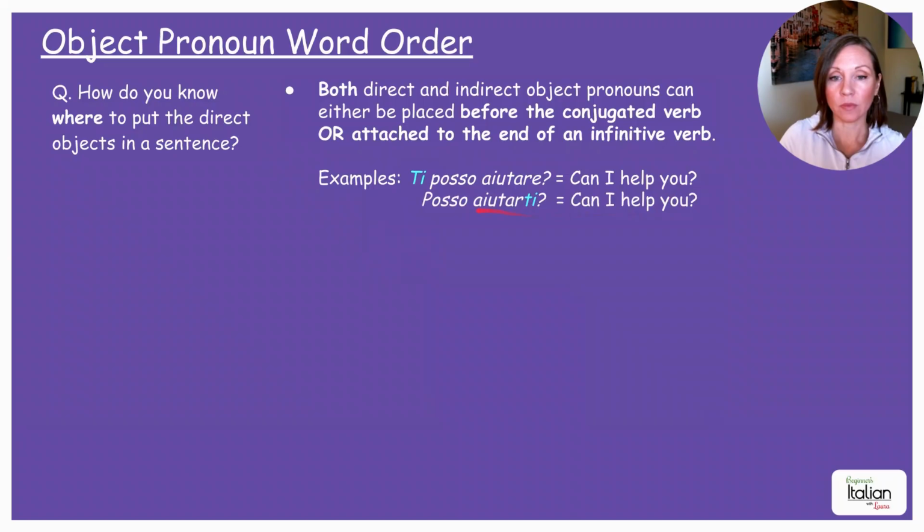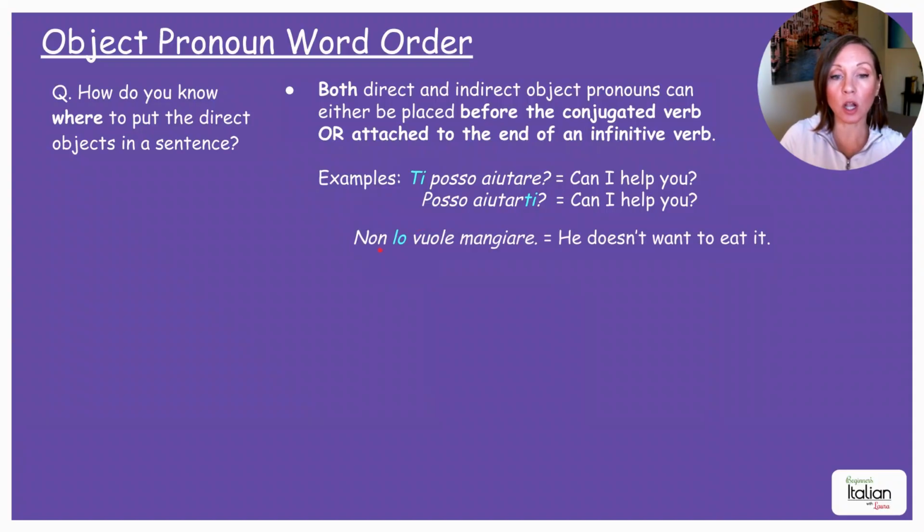Or you can say posso aiutarti? Can I help you? Okay, so here we're attaching it to the end of the infinitive verb. So you chop off the last E here and you attach the indirect object pronoun or the direct object pronoun, I guess, in this case. So in this case, we are using the direct object pronoun, right?